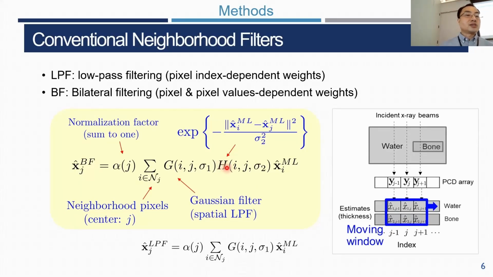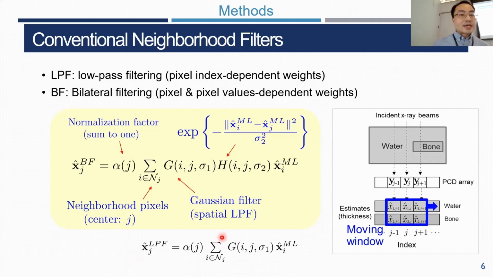And the next one is H, the weight for the bilateral filter, which is a pixel-value-dependent weight. For example, if the neighborhood estimate is similar to the central one, we give a large weight. Otherwise, it's less weight. And again, sigma 2 controls the degree of smoothing. And finally, alpha is the normalization factor for the sum-to-one rule that I mentioned. And of course, when H is 1 or sigma 2 goes to infinity, it becomes the conventional low-pass filter, right? So this is that. And as we know, however, the low-pass filter degrades the spatial resolution.